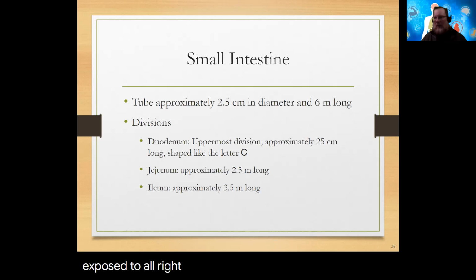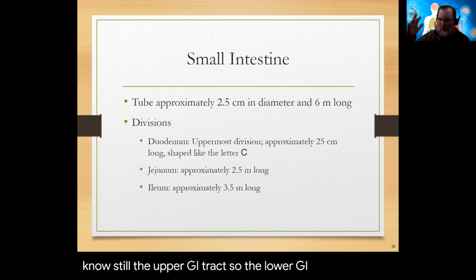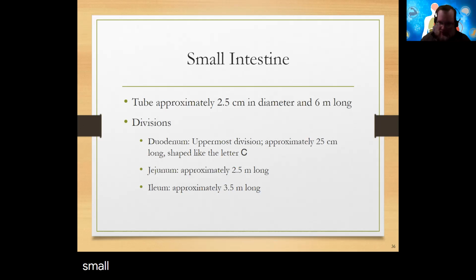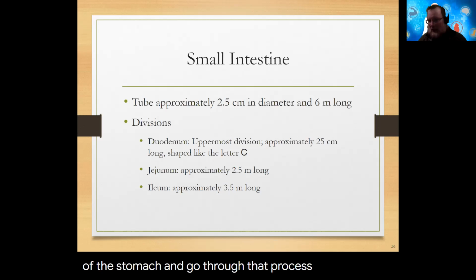All right, so that leaves the upper GI tract. Even though the stomach is below the diaphragm, it's still considered part of the upper GI tract. So the lower GI is going to be small intestines on down. So as we leave the pyloric region of the stomach and go through that pyloric sphincter.